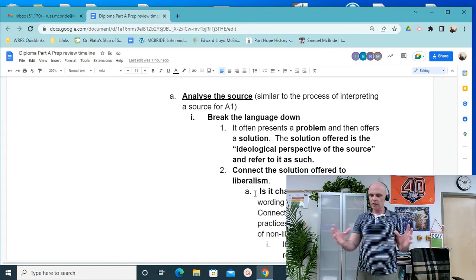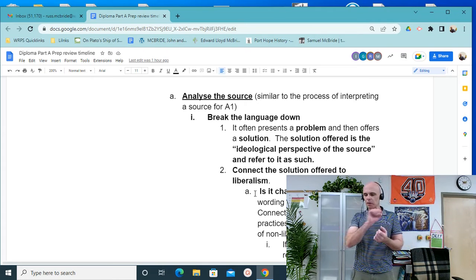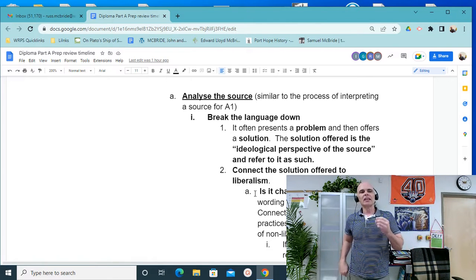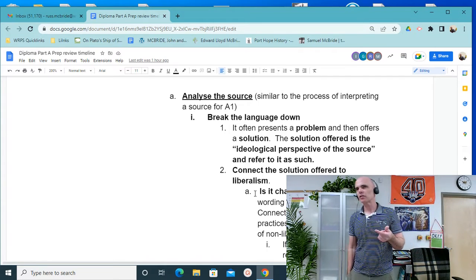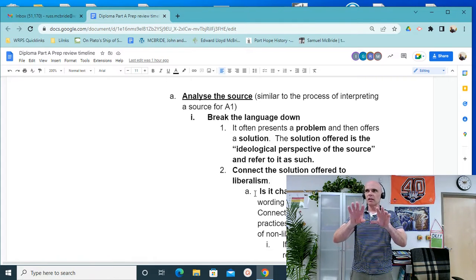You're going to look at the language, you're going to read through the A2 prompt once, and then you're going to go back, break down the language, look for key words, look for key phrases. One thing you're going to look for is: is there a problem that inspired the source? Is the source a reaction to some kind of flaw or problem in society? And then the solution is the ideological perspective of the source. So the source is going to show you a problem and a solution. And we want you to talk about the ideological perspective of the source.